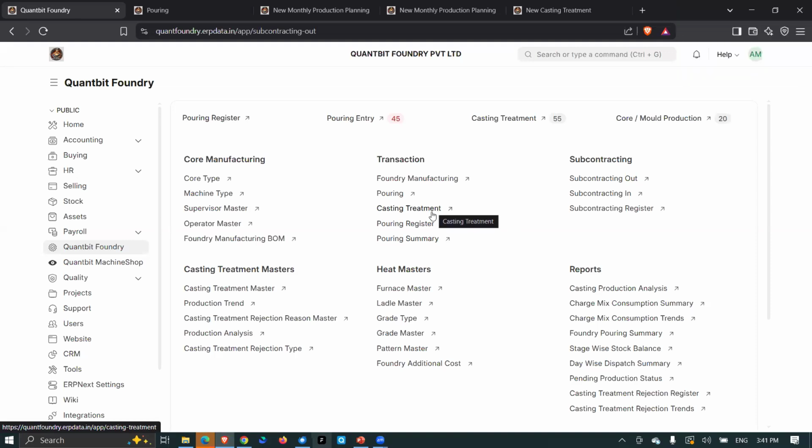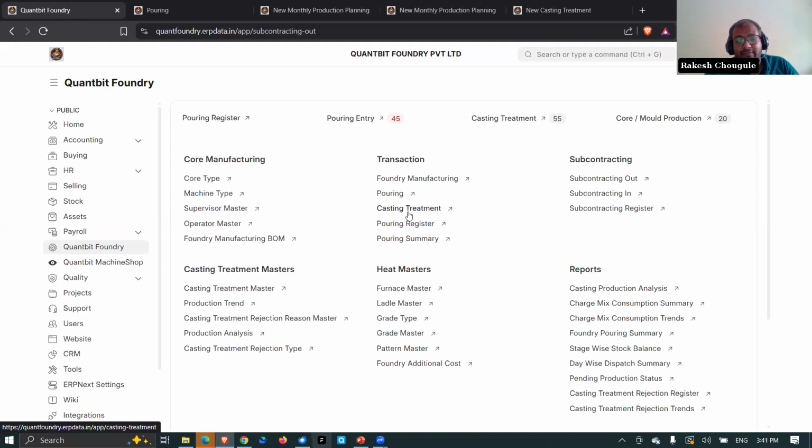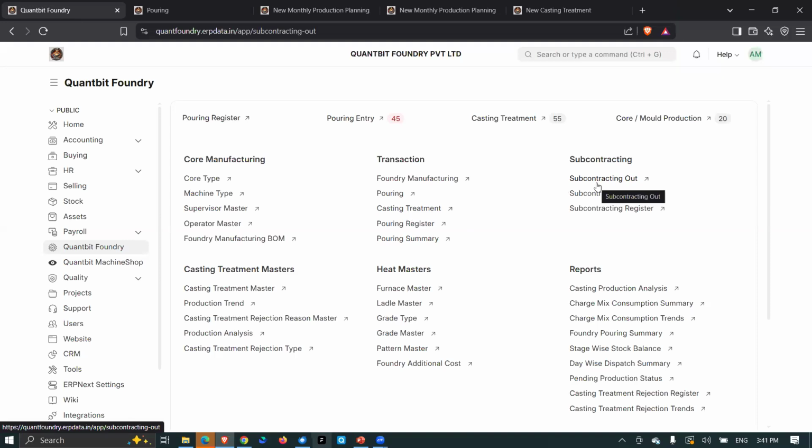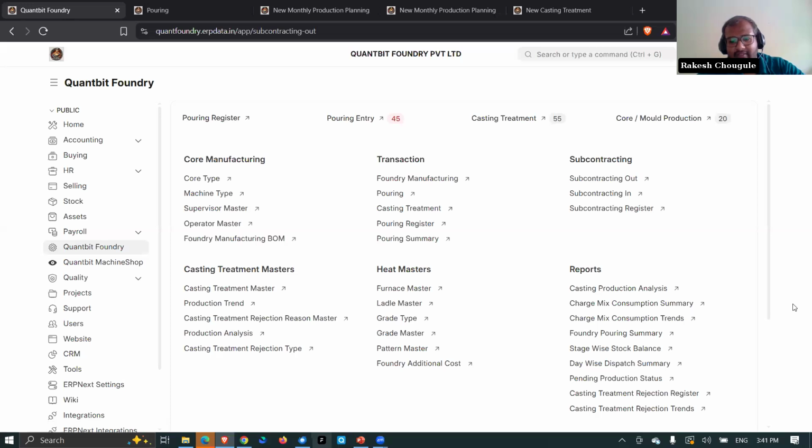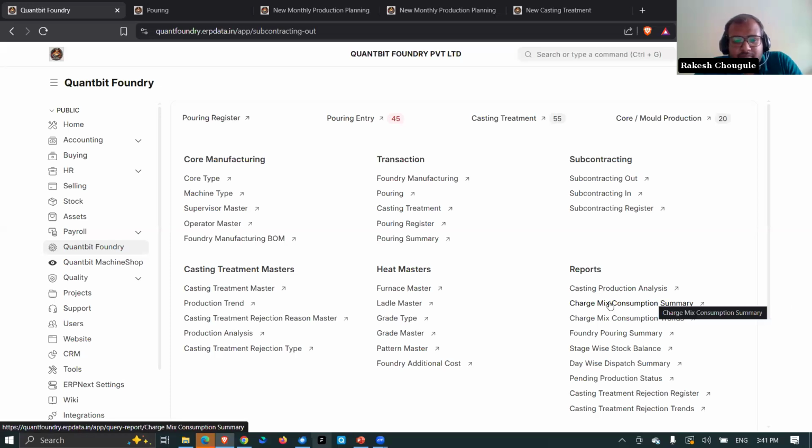That is configured on the form basis. If we use casting treatment, then routing will be required. If we are moving casting from the subcontracting out form, then it will not be required. Yes, it will not be required. So here we have managed and tracked the cost of all costing required in the manufacturing process.